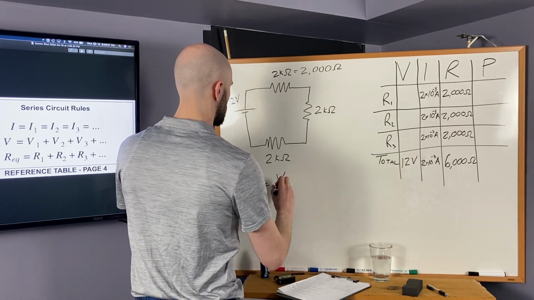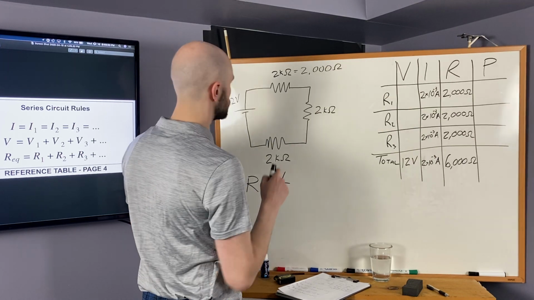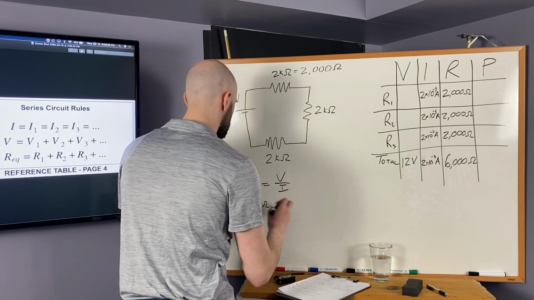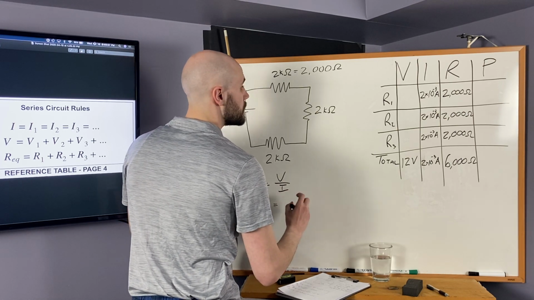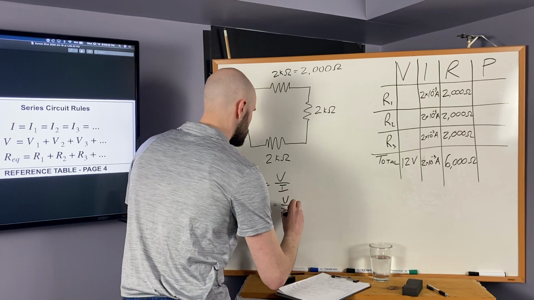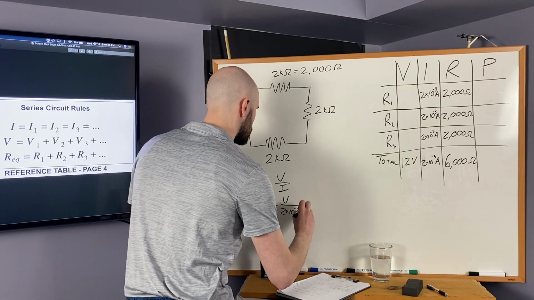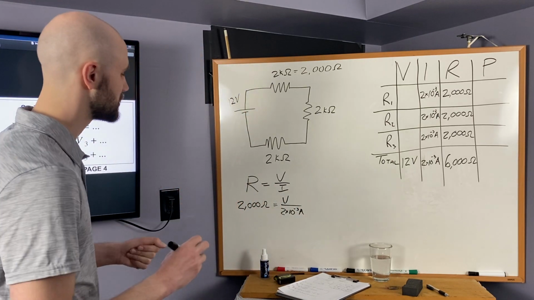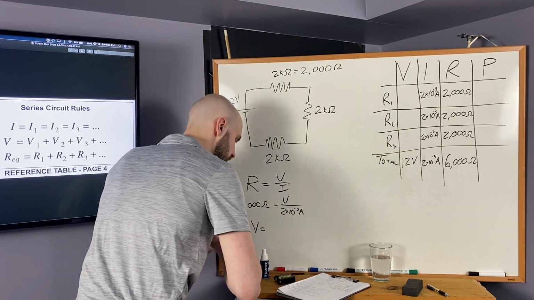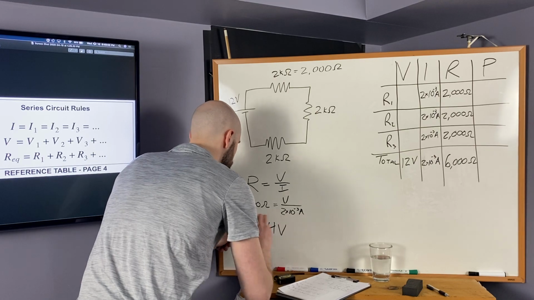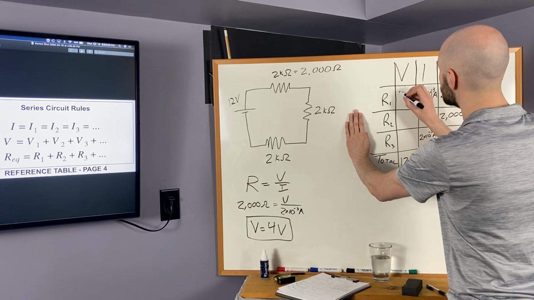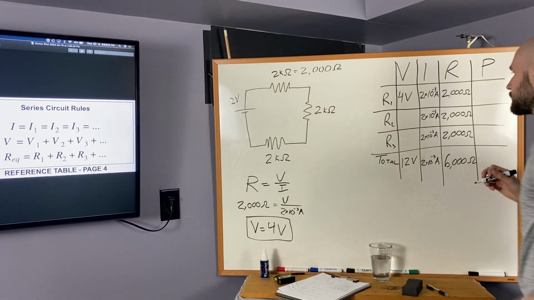R is equal to V over I. Let's look at resistor 1. That's the 2 kilo ohm resistor. We want the voltage, and we know the current. Again, doing some algebra, multiplying, we get V to be 4 volts. So we now know the voltage across resistor 1 is 4 volts.